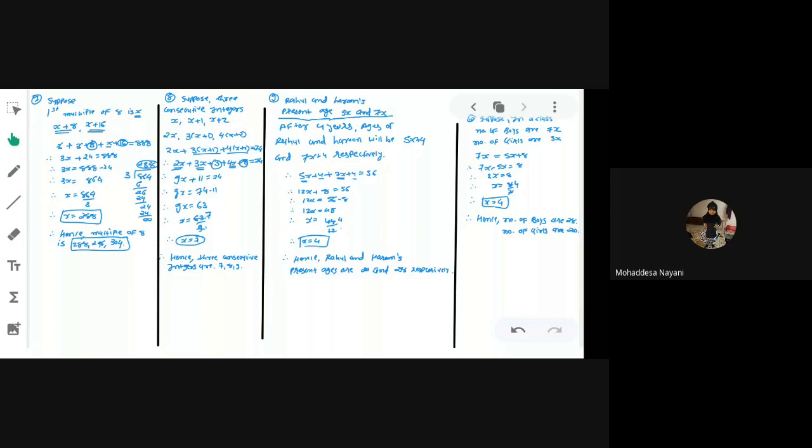What did you write after 5x in Rahul and Harun? Plus 4. 5x plus 4 plus 7x plus 4 equals 56. 12x plus 8 equals 56. 12x is equal to 56 minus 8. 12x equals 48. x is equal to 4.